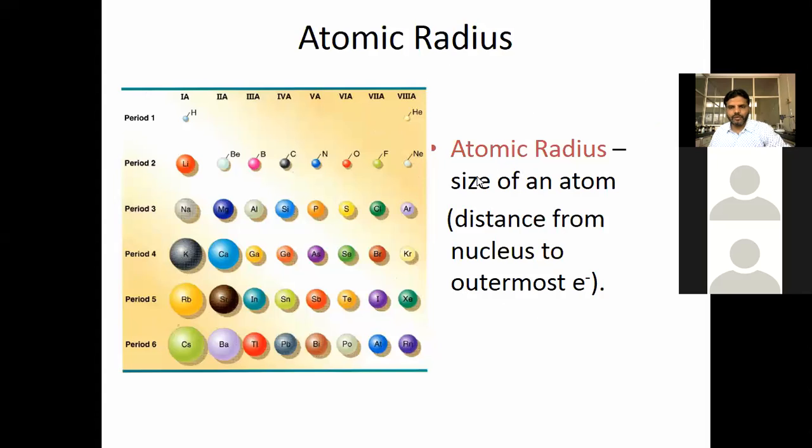Next slide. So what is atomic radius? In the previous class also we have seen, when we were going for offline class, we observed what is atomic size or atomic radius. The size of an atom is the distance from the nucleus to the outermost electron. What is the atomic size or atomic radius?